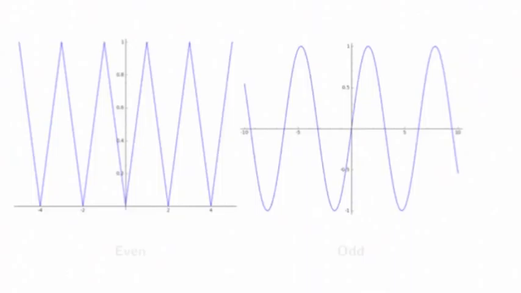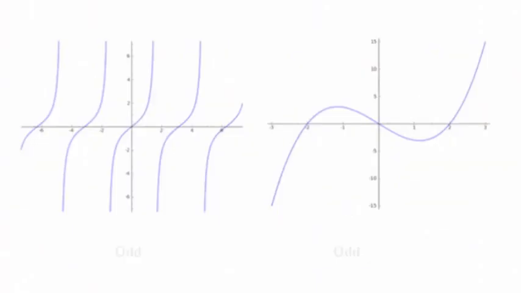The graph on the left has reflective symmetry about the y-axis, so it's even. The graph on the right has rotational symmetry about the origin, so it's odd. The graph on the left here, if we rotate that picture about the origin, we get the same graph back. So we have an odd function, and the same thing on the graph on the right, rotational symmetry about the origin.